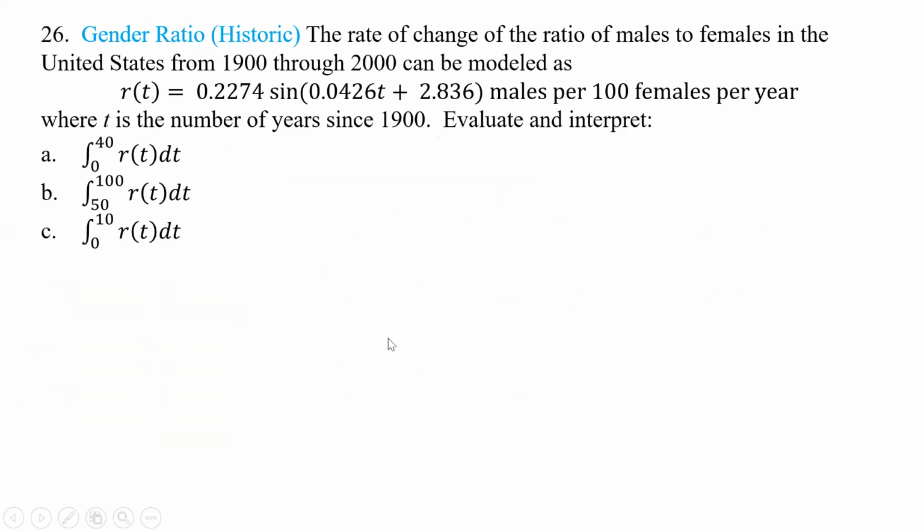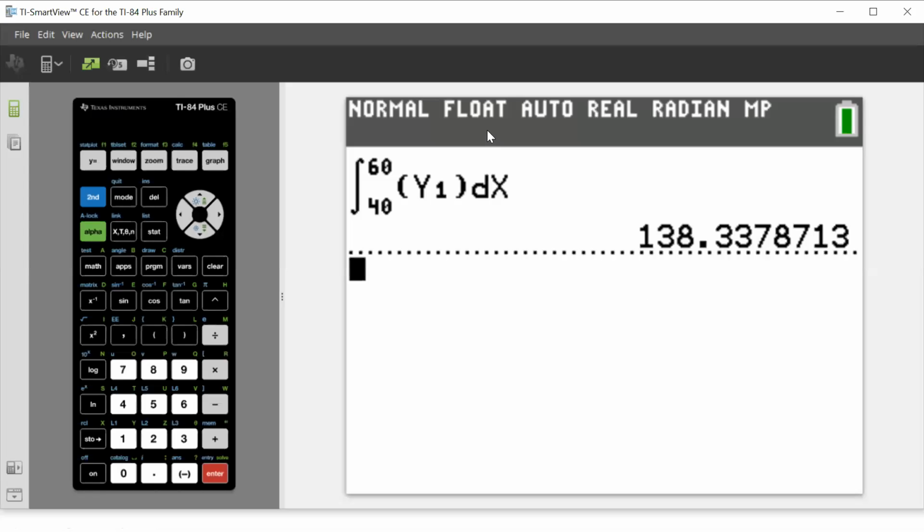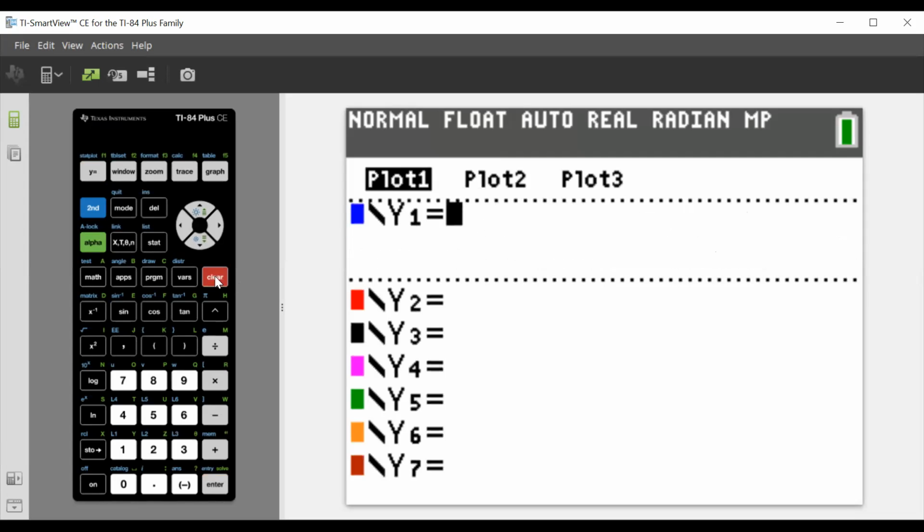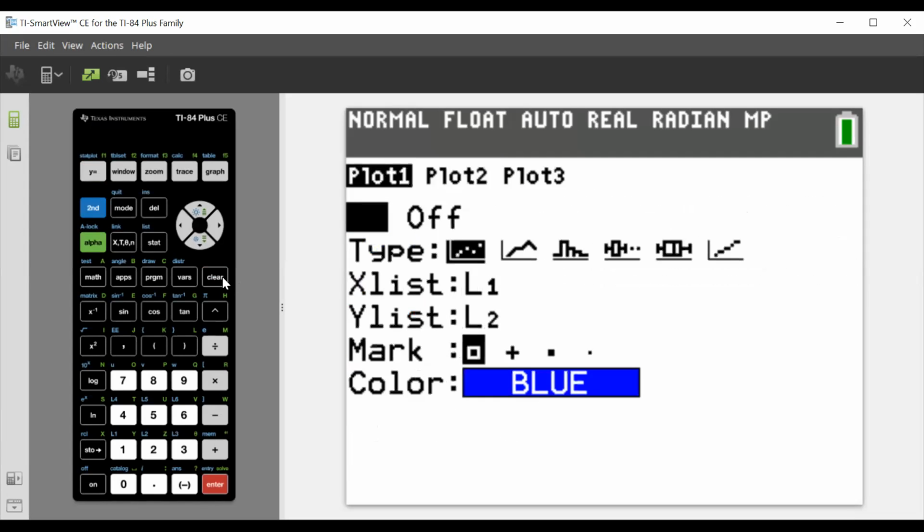All right, the next one says gender ratio. The rate of change of the ratio of males to females in the US from 1900 to 2000 can be modeled as given, in males per 100 females per year, where T is the number of years since 1900. We're supposed to evaluate and interpret. So we need to find all those. Let's just plug those into our calculator and see what it says. We'll write that in here, and let's turn our plot off so we don't have that going.